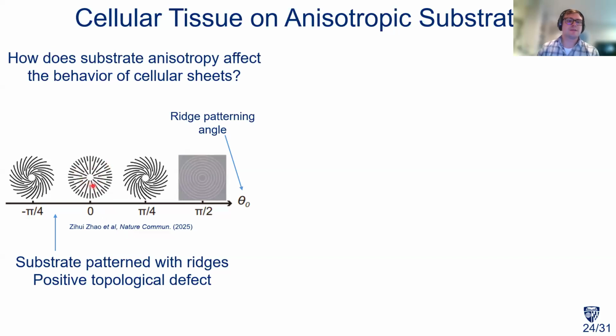There was a study done very recently where the researchers patterned positive topological defects with ridges in the substrate. All of these were positive defects. What they changed was the angle of the ridges with respect to the radial direction. For theta naught equals 0, you get this diverging pattern. For theta naught equals pi/2, you get concentric circles. And anywhere in between, you get a spiral pattern.